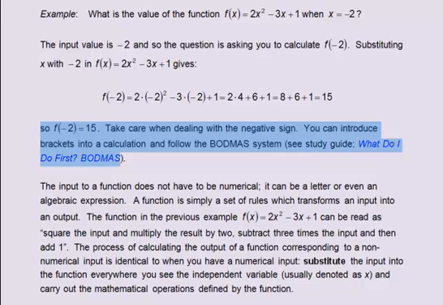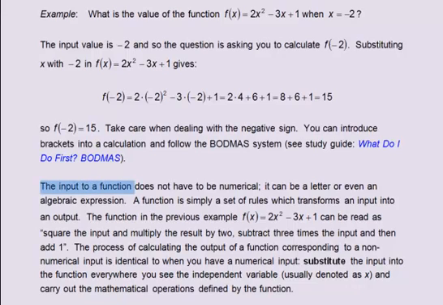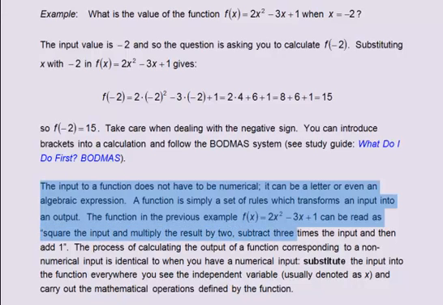BODMAS. The input to a function does not have to be numerical. It can be a letter or even an algebraic expression. A function is simply a set of rules which transforms an input into an output. The function in the previous example, f of x equals 2x squared minus 3x plus 1, can be read as: square the input and multiply the result by 2. Subtract 3 times the input and then add 1.